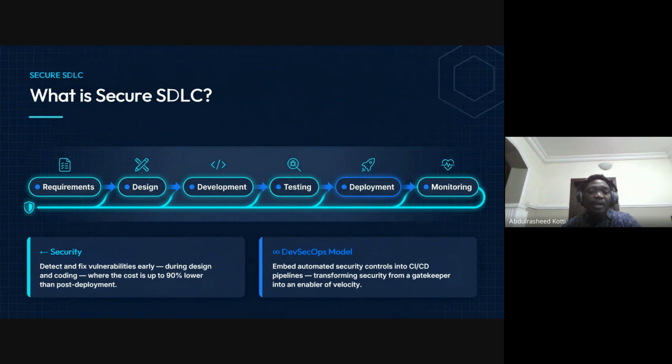Then we also need to make use of DevSecOps, and this means the developer, security team, and ops all work together. Security becomes part of the daily work, not a separate step. And the key thing that we need to know from this is fixing problems early saves time, money, as well as the effort.